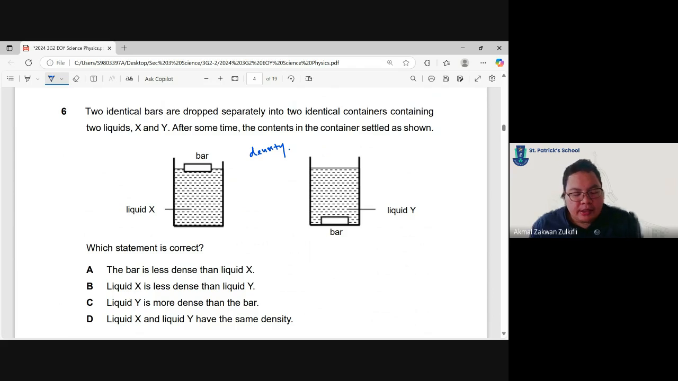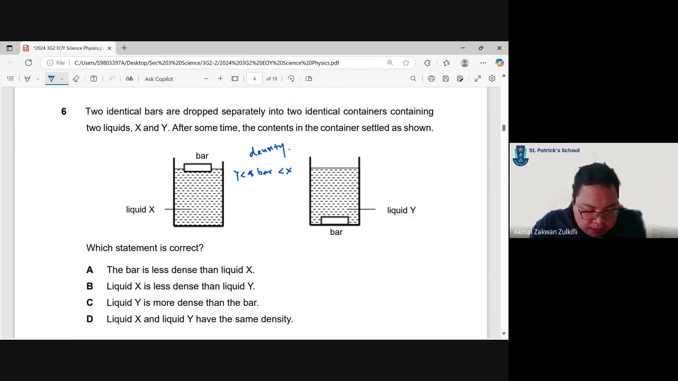So we look at density. We know that the bar is less dense than X because it floats on X. But the bar is more dense than Y. So you will look at that: Y, then bar, then X, X being the most dense. So which one follows this?